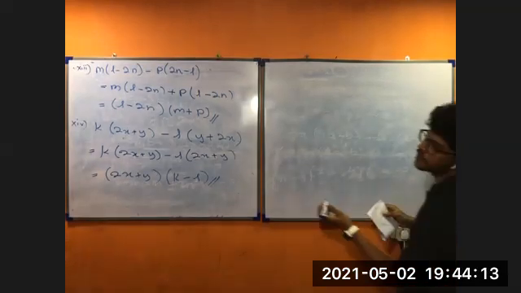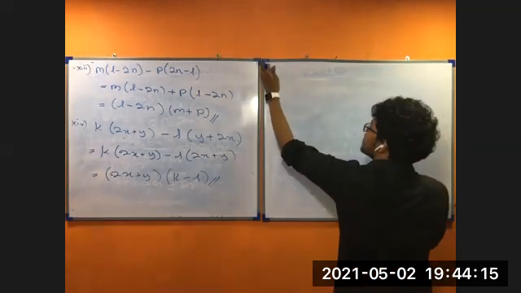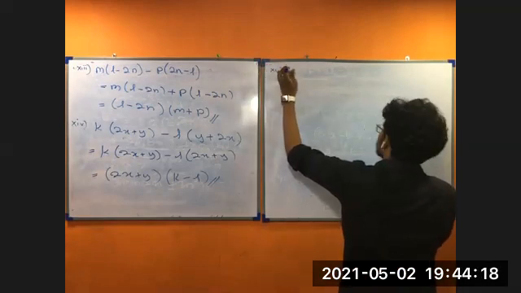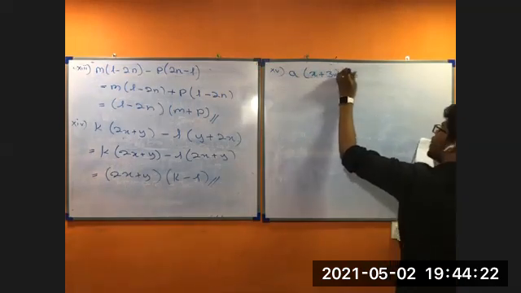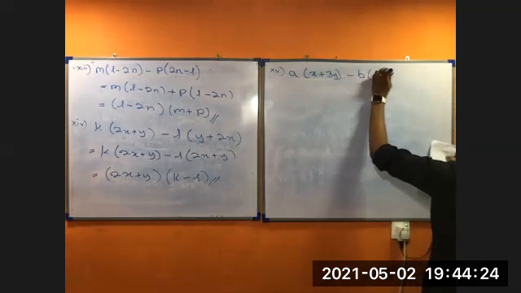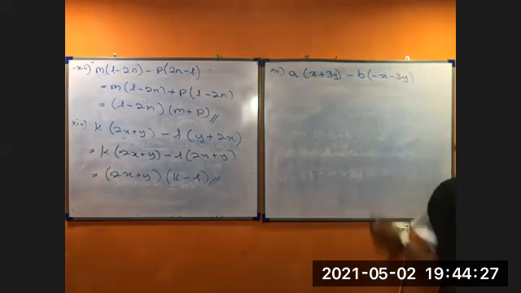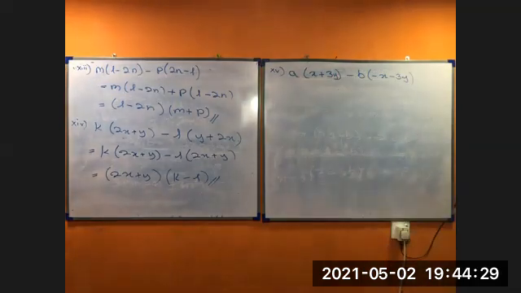Okay, 2 more. 15 is going to be a times x plus 3y minus b times minus x minus 3y.